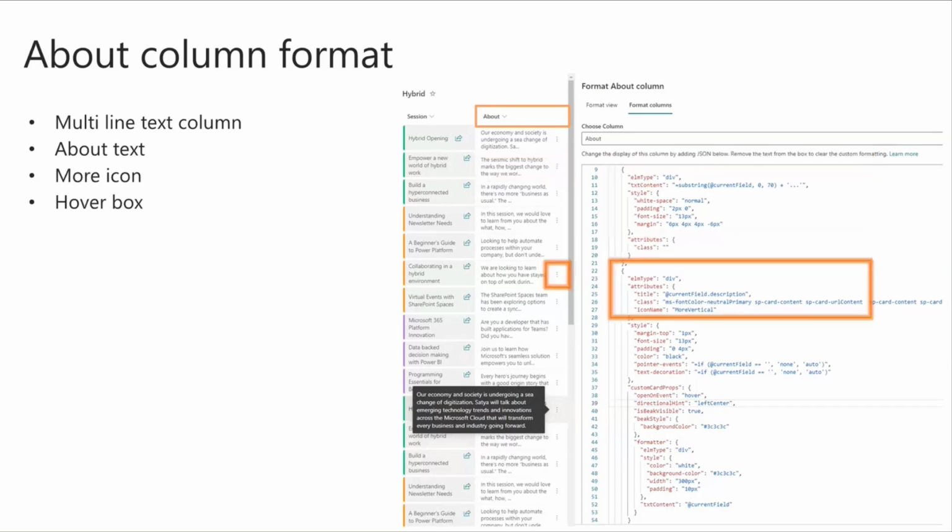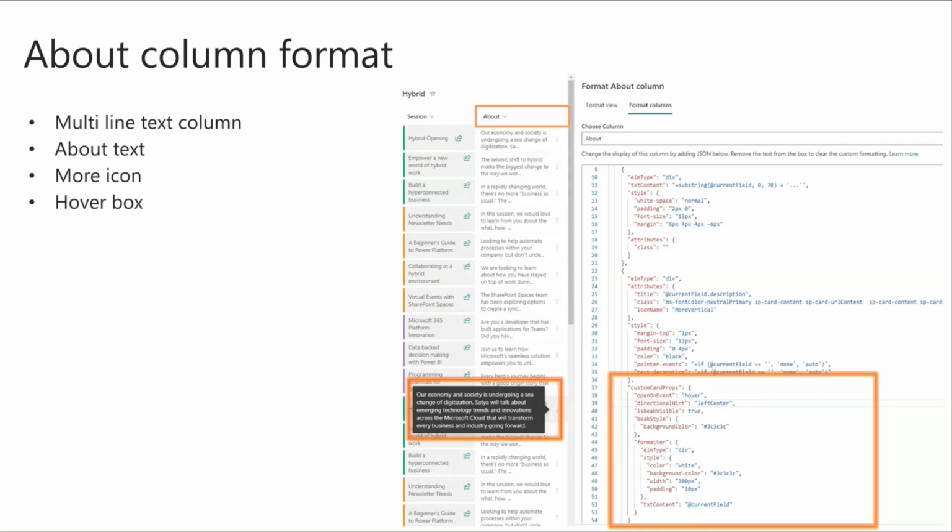And the second child div renders the more icon. And when the icon is hovered, it shows the full text in a pop-out window. So that's the about column.